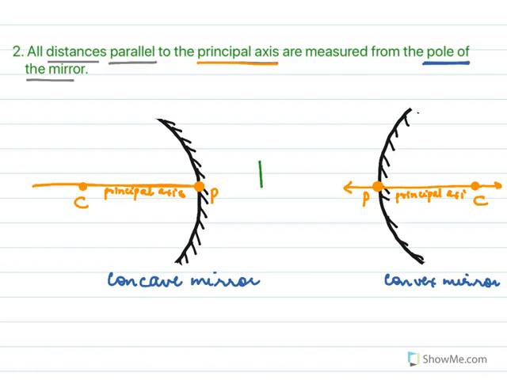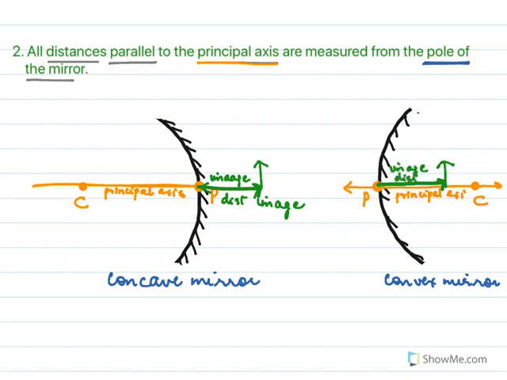If the image is formed behind the mirror, suppose here is the image, how do we measure the image distance? From the pole. So this here is the pole. This would be the image distance, measured from the pole. Also here in this mirror, if the image is formed on this side and I want to denote the image distance, it is measured from the pole. So from the pole I measure, this is the image distance.